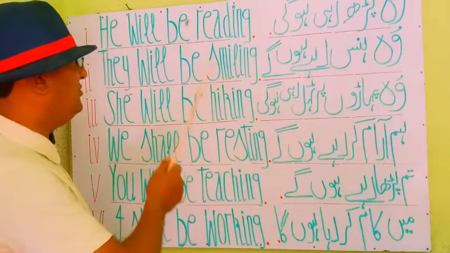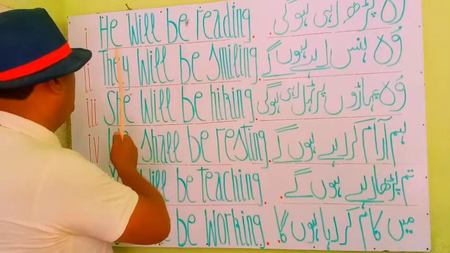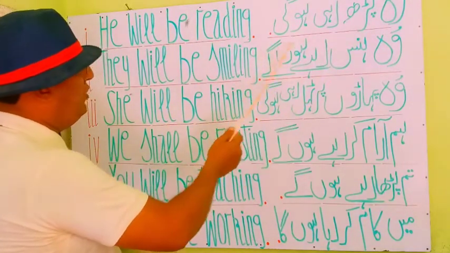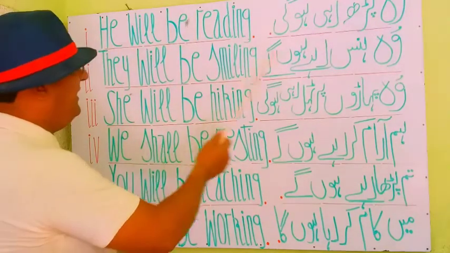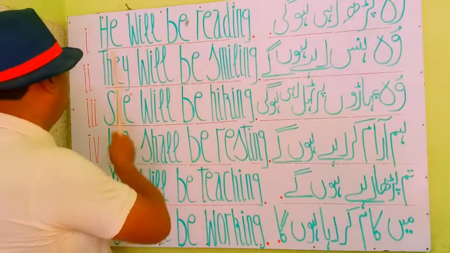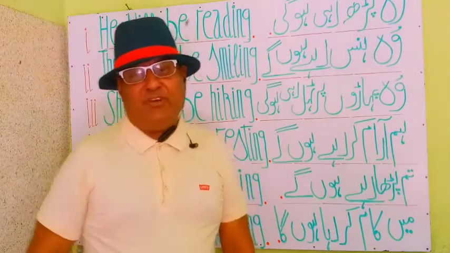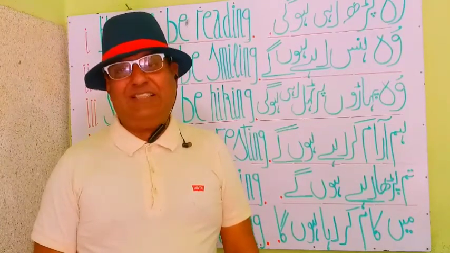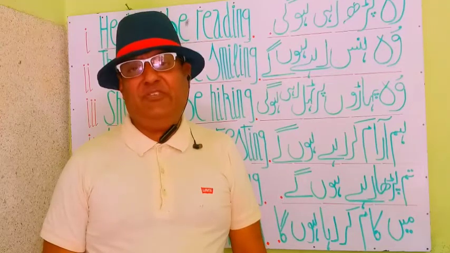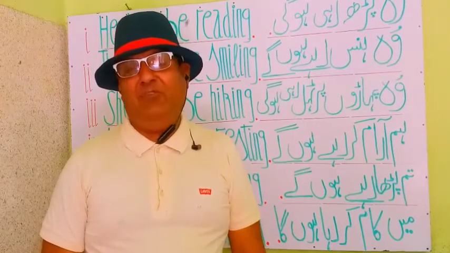The first statement you see, my students, is: he will be reading, वो पढ़ रहा होगा. And she will be reading, वो पढ़ रही होगी. We have a contrast here, in English and Urdu, so both ways we can speak it. He presents the singular male person, and she presents the singular female. So she will be reading, वो पढ़ रही होगी, and he will be reading, वो पढ़ रहा होगा.